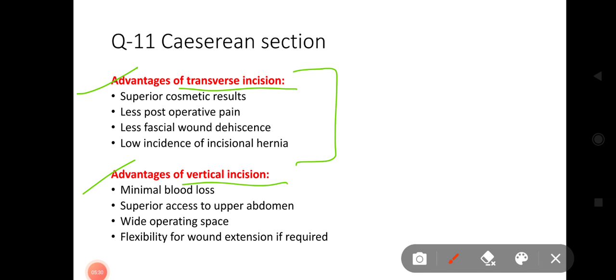So what are the advantages of transverse incision? Superior cosmetic results, less post-operative pain, less fascial wound dehiscence, and low incidence of incisional hernia. And advantages of vertical incision: minimal blood loss, superior access to upper abdomen, wide operating space, and flexibility for wound extension if required.